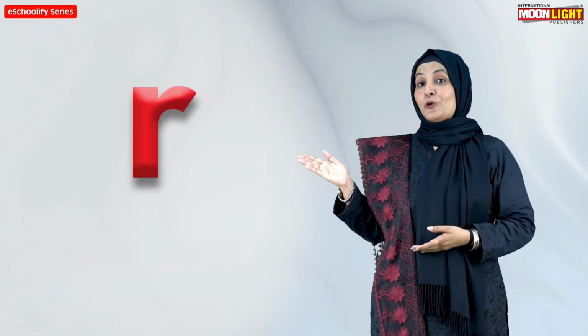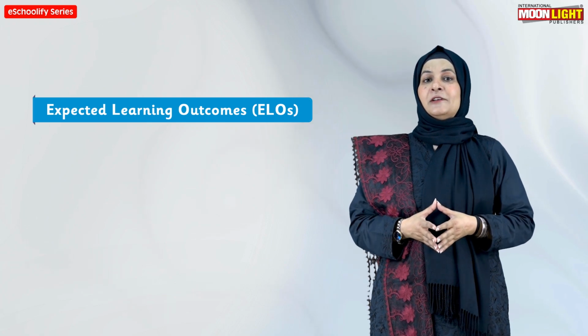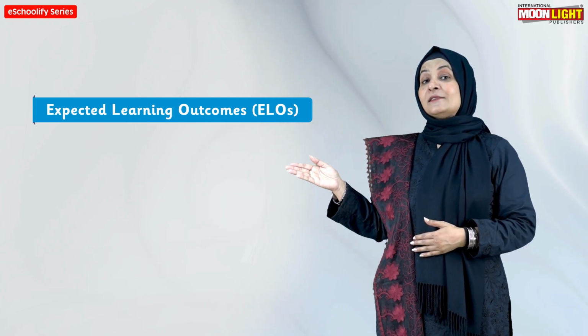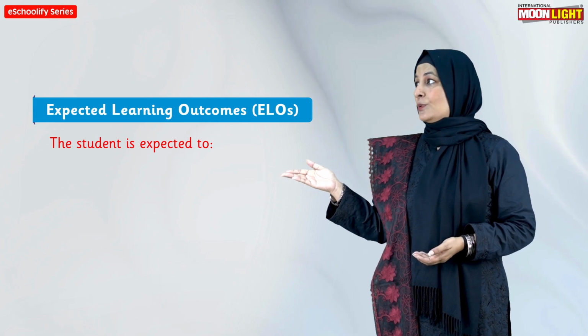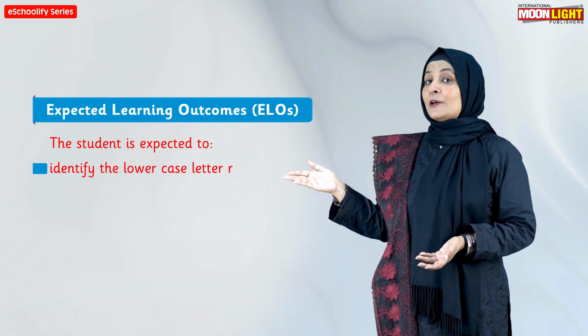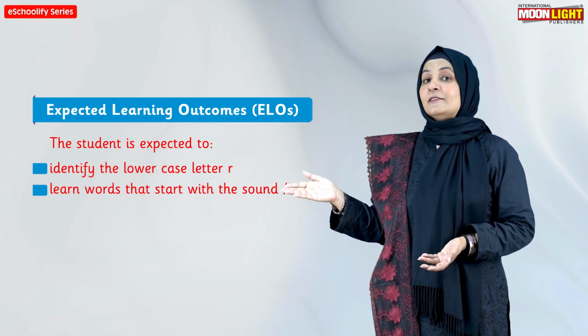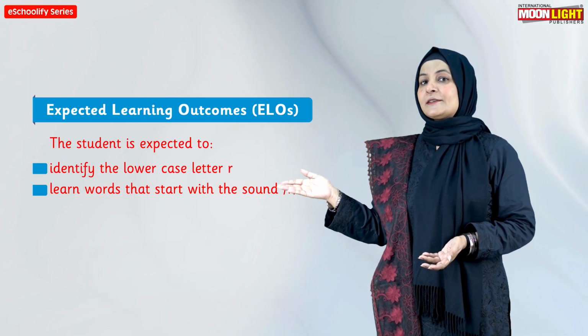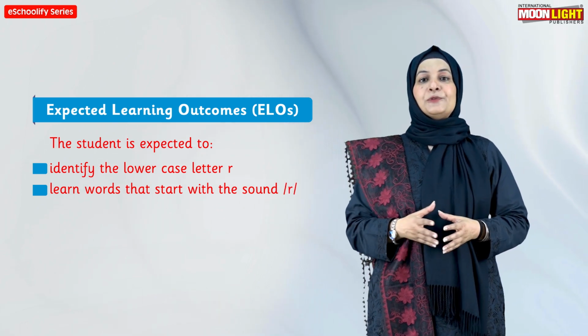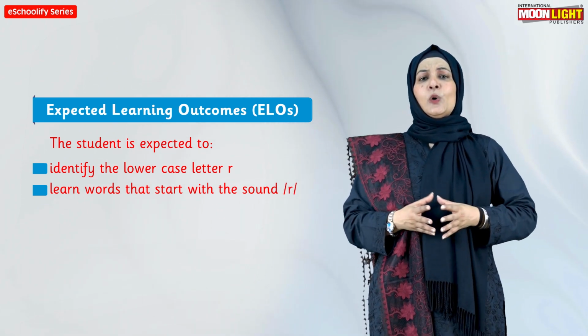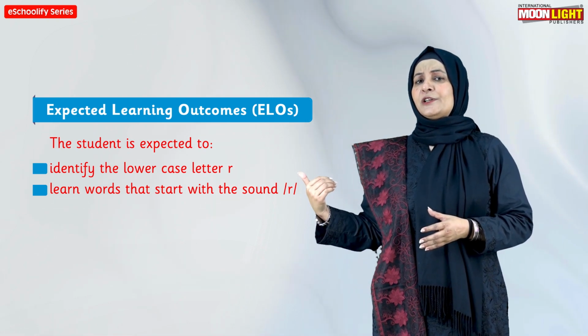Okay, today's lesson is about lowercase letter r. What are the expected learning outcomes? The expected learning outcomes are the student is expected to identify lowercase letter r and learn the vocabulary words that start with the sound r. Okay, here just two vocabulary words we have given, like rocket and rabbit.